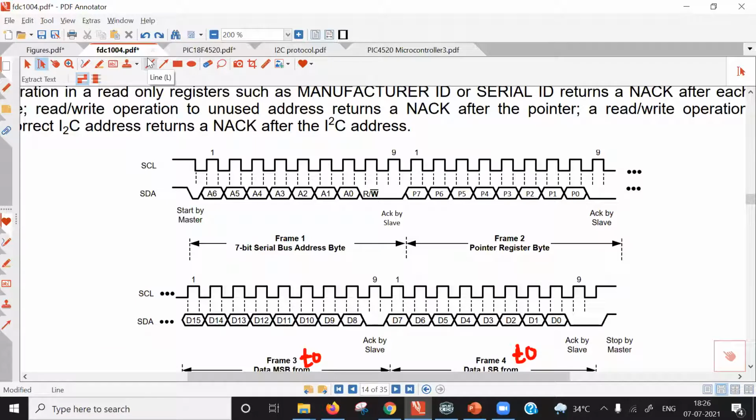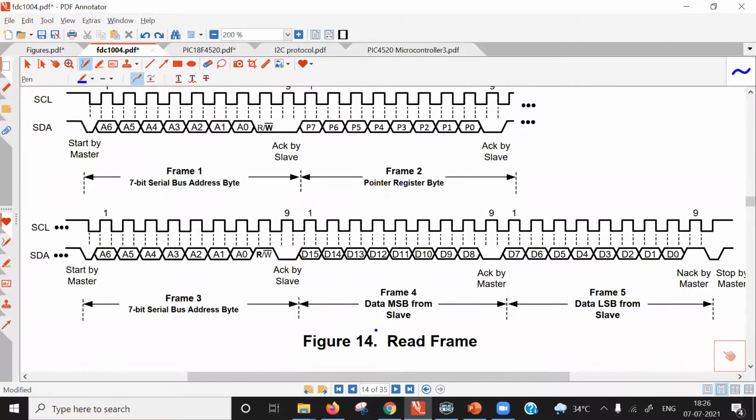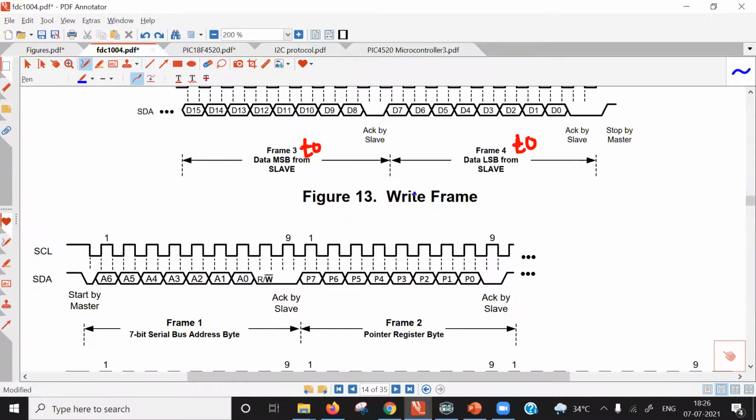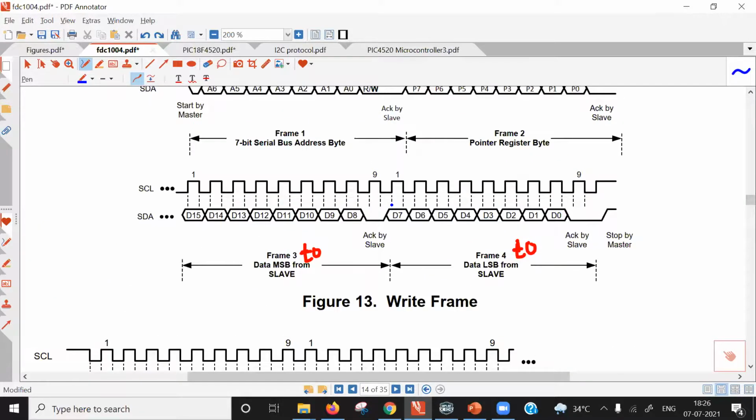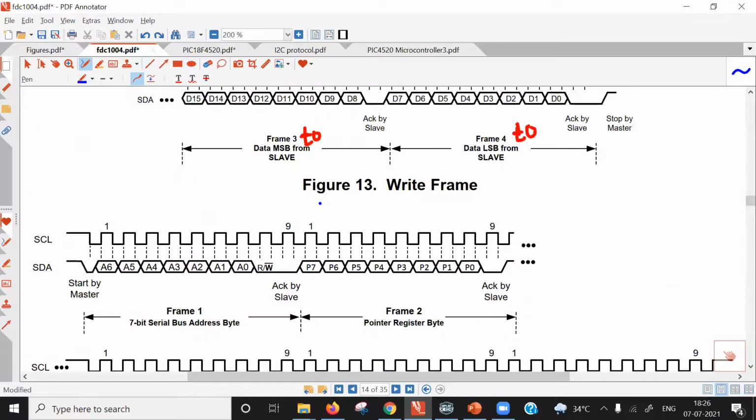Whether we write data to the slave device or we read data from the slave device using the I2C protocol, the start condition is always initiated by the master. Even for a read operation, the start condition is initiated by the master. And how is the start condition initiated? We'll discuss the write frame first of all, and then we'll go for the read frame. The write frame is used for writing data to the slave device, and the read frame is used for reading data from the slave device. So we'll discuss both frames.